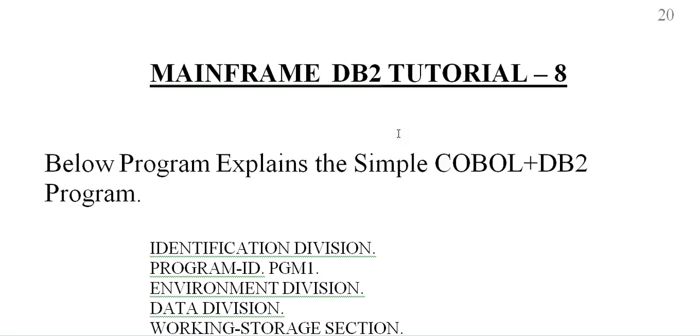So this is the continuation video to part 7, where we discussed host variables, their importance, DCL gen, how we declare them, and how host variables work. So in this video I have come up with an example of a COBOL plus DB2 program and how it works.